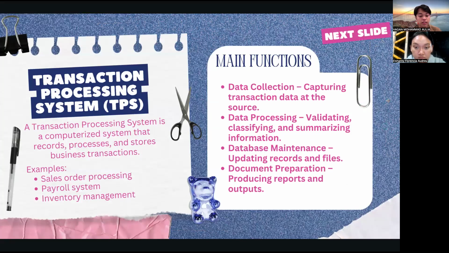So let's start with the transaction processing system or TPS. TPS is a computerized system designed to record, process, and store business transactions efficiently. Its main functions include data collection, data processing, database maintenance, and document preparation. For example, in a business, every time a sale occurs, the system captures the transaction data, updates the inventory and accounts, and then generates the sales documents or reports. Common examples of TPS include sales order processing, payroll systems, and even inventory management systems.